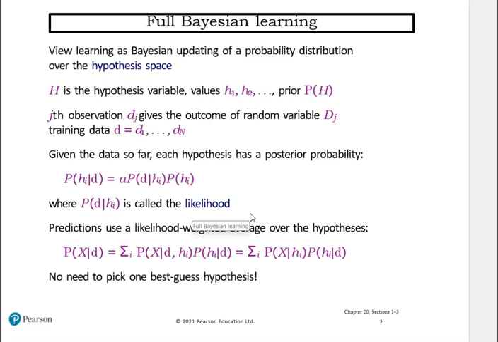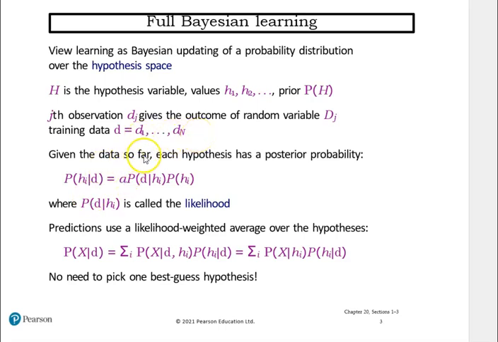Okay, so essentially, Bayesian updating looks at learning as a probability distribution over the hypothesis space. So each hypothesis has a given probability of being true, and then we're interested in the hypothesis with the highest probability. So given the jth observation in the data, dj gives the outcome of random variable big Dj, and then we have a set of data points d1 all the way to dn.